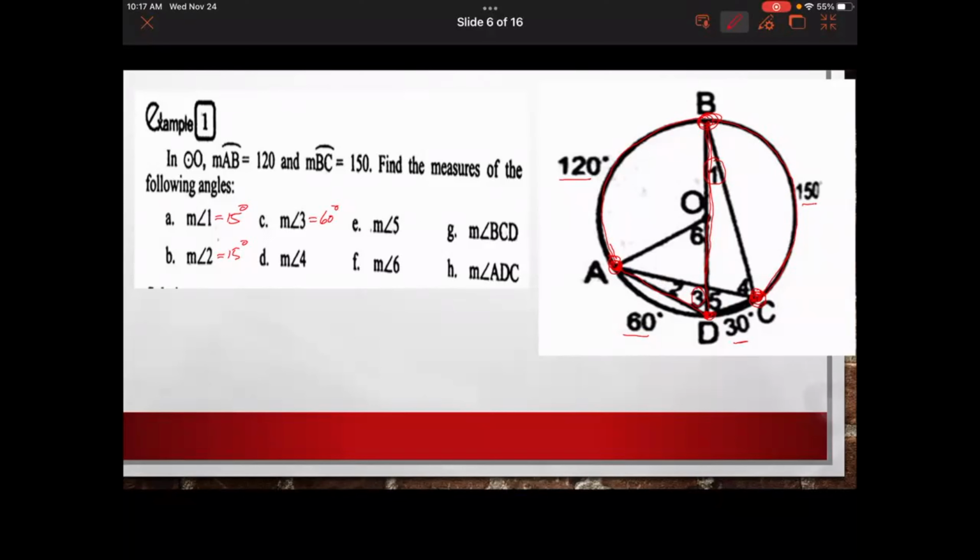Next, angle 4. This is number 4. Its endpoints are also at letter B and letter A. What will be the answer for angle 4? 30? Sure? What is in front of angle 4? 60 degrees. Now, why is it 60 degrees?